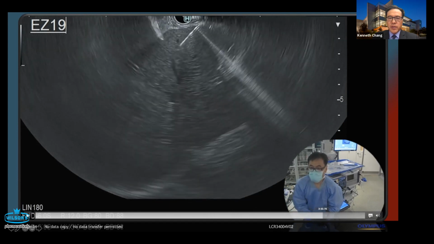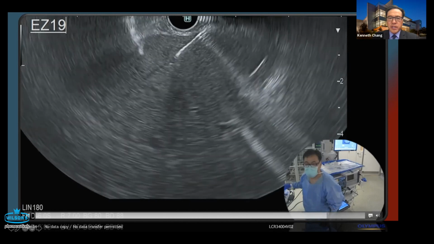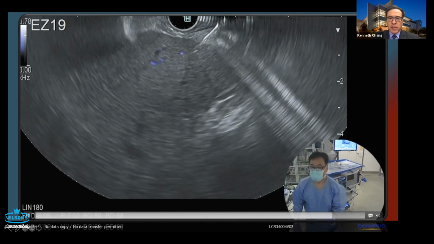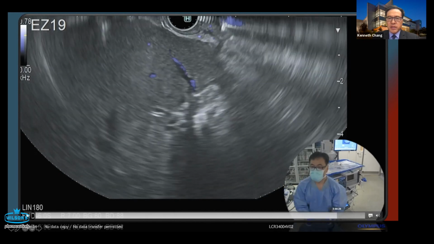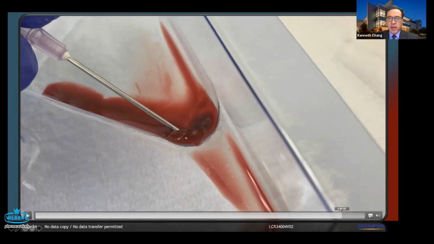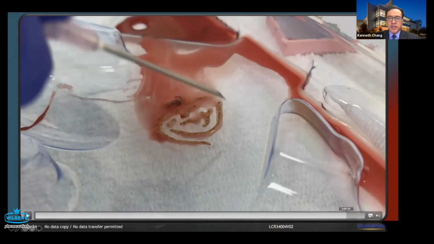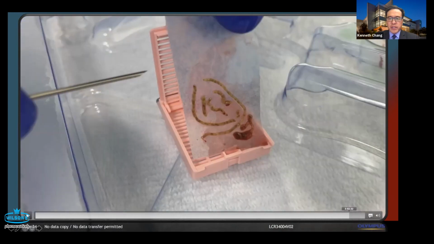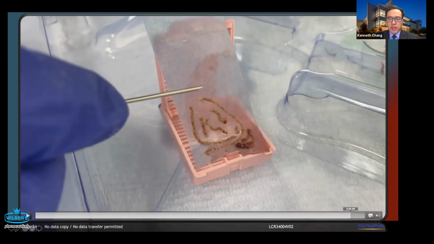Let's see if I do any more. I think, yeah, that's it. I do 3 actuations. And you can see the needle track here. And initially there was some flow, but then with some time, it stopped flowing. And here I'm expressing all of that tissue out. And look at all that liver tissue that I got. Just a single pass, 3 actuations. That's an enormous amount of liver tissue. It would make any hepatologist very happy.